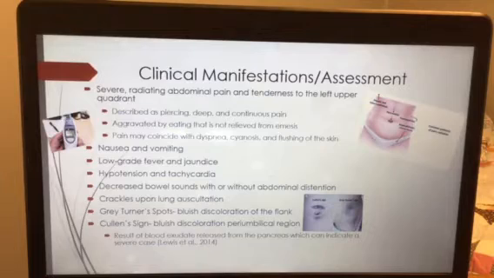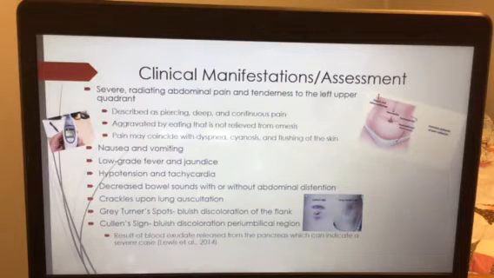Some clinical manifestations and assessment materials. So again, the key signs are severe radiating abdominal pain and tenderness to the left upper quadrant region. It's described as piercing, deep, and continuous pain, aggravated by eating, not relieved by emesis, and the pain can coincide with dyspnea, cyanosis, and flushing of the skin. So dyspnea, that trouble breathing, cyanosis, bluish tint to the skin, and then flushing.